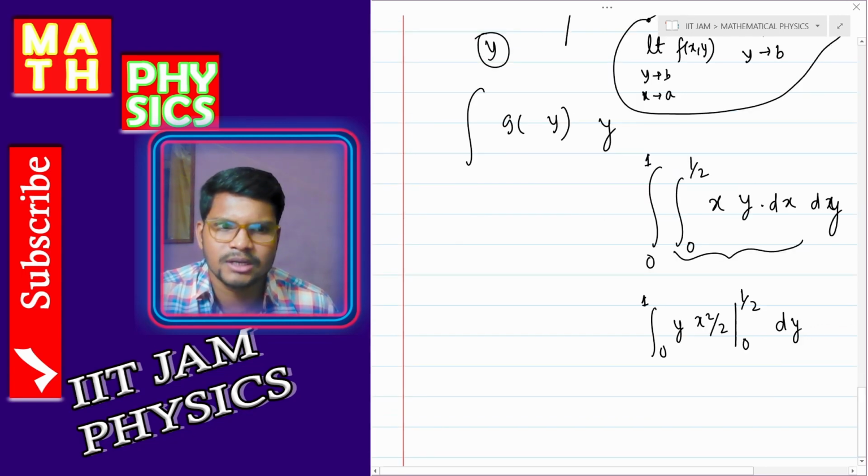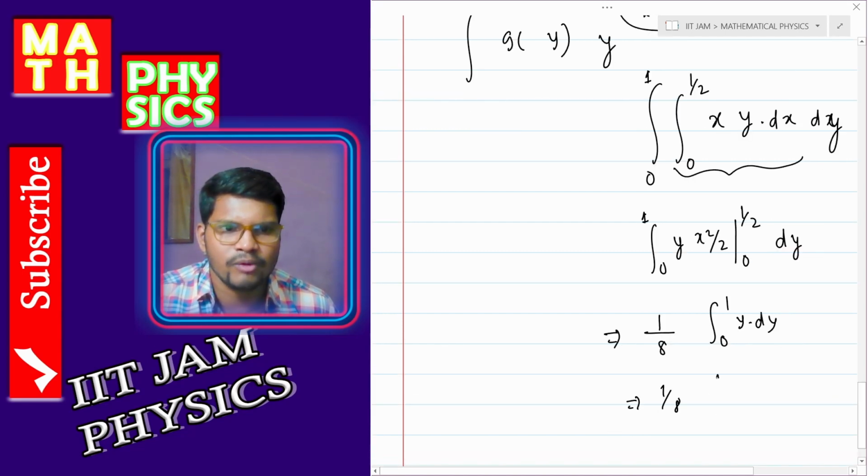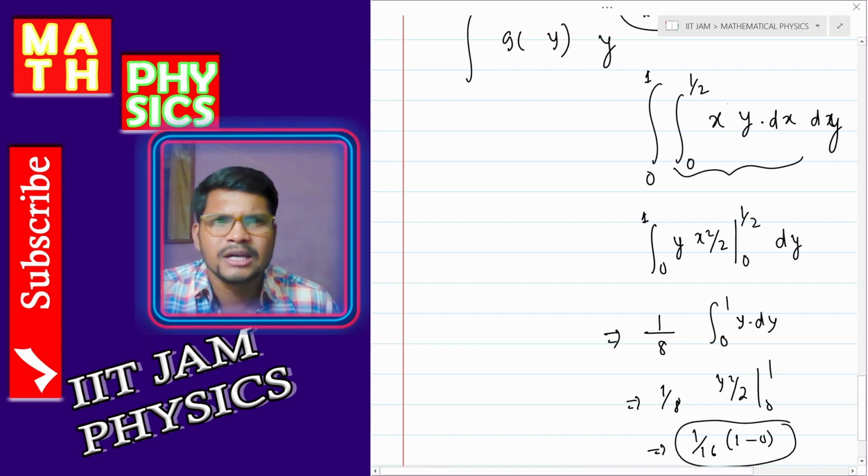Now x is done and y is already independent. So this will be 1 by 4, that is 1 by 8, and the integral from 0 to 1 of y dy. This would be 1 by 8 times y squared by 2, put the limit 0 to 1, and this is 1 by 16 times (1 minus 0), so 1 by 16 is the answer. This is the most simple integral: if the limits are constants, then it is very easy, no problem.